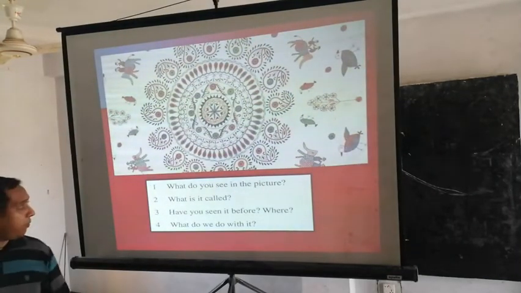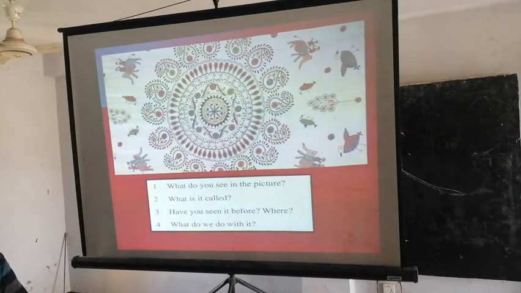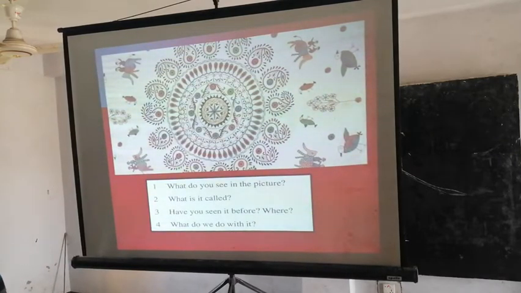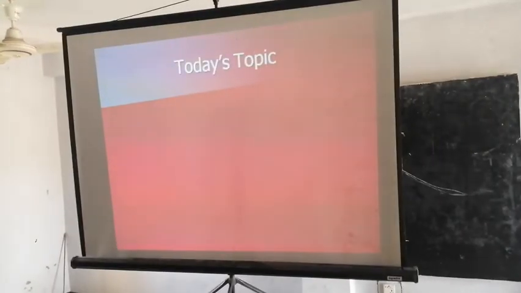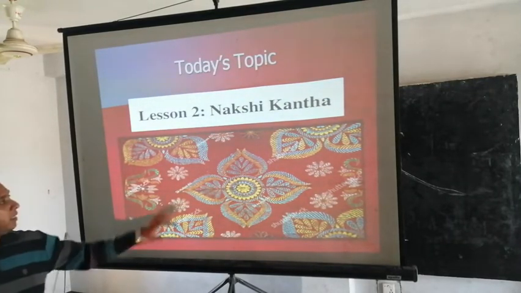Now there are four questions. What do you see in the picture? Yes, there are some designs on a cloth. And what is it called? It is called Nokshikata. Have you ever seen it before? If you have, where did you see it? And what do we do with it? Actually, we use it for family use. Next, today's topic is Nokshikata, Unit 1, Lesson 2.